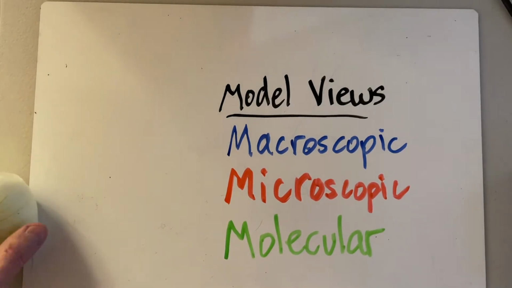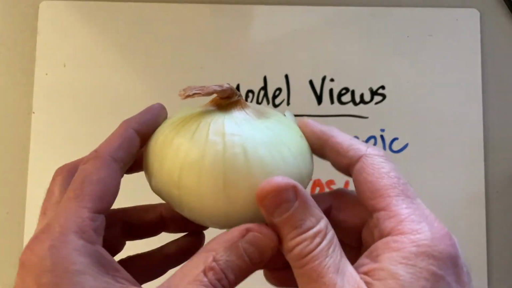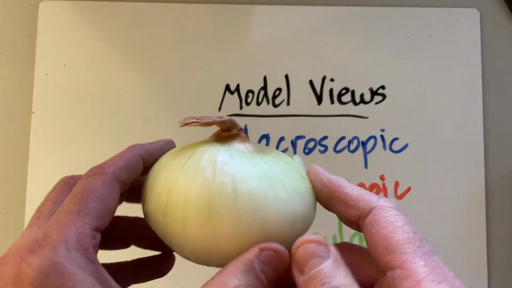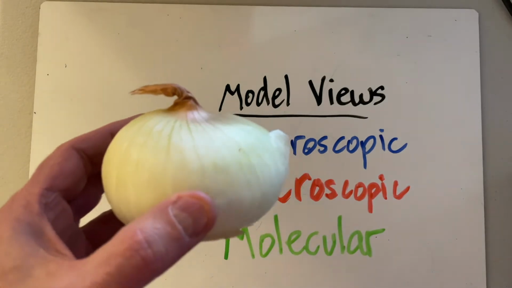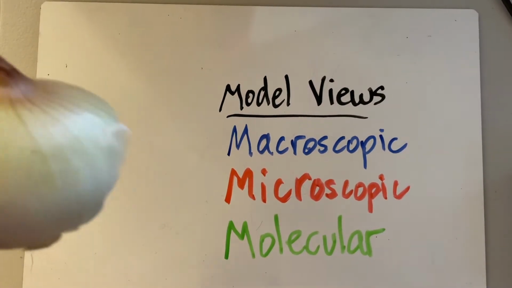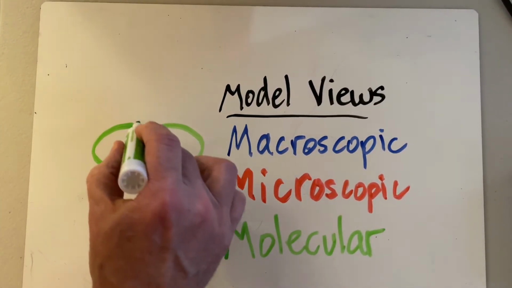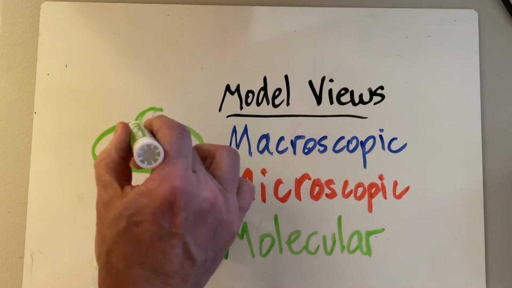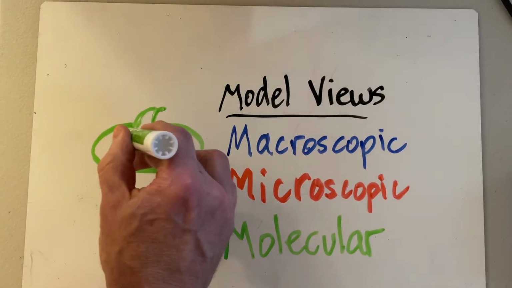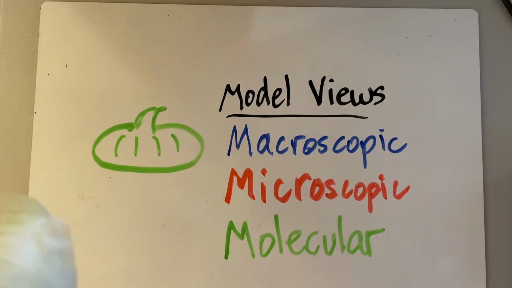Take an onion, for instance. If I wanted to draw a macroscopic view of the onion, I would draw it to look something like this. So my macroscopic view might look like just an oval shape, the little stem on the top, maybe some lines on it. In other words, it's just a simple drawing of an onion.